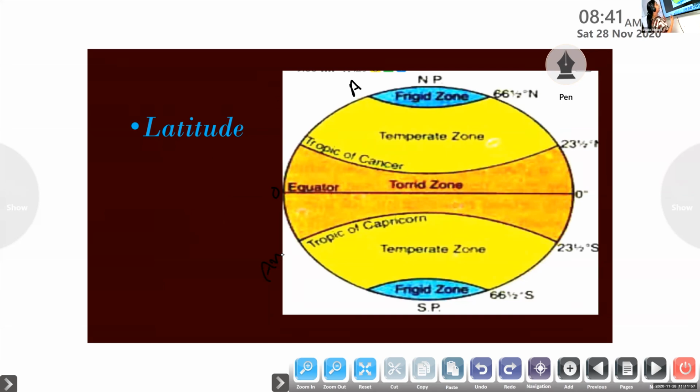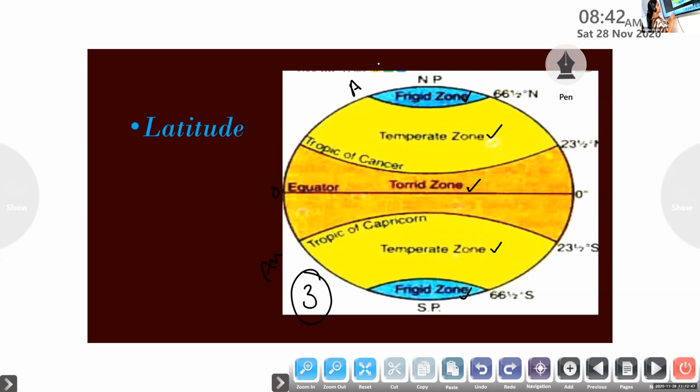Then, based on the amount of heat received from the sun, the Earth is divided into climatic zones. What are they? The torrid zone, the temperate zone, the north temperate zone and south temperate zone, the north frigid zone and south frigid zone. We can say three heat zones are there on the earth: torrid zone, temperate zone and frigid zone. Right? The region between the Tropic of Cancer and the Tropic of Capricorn, we call the torrid zone. This region receives more sunlight and heat, so it experiences very hot conditions.